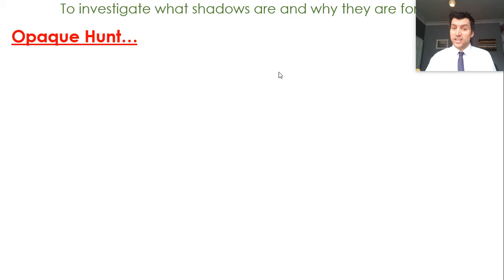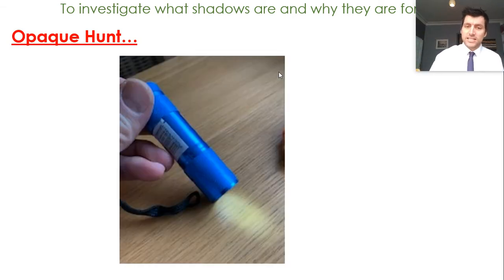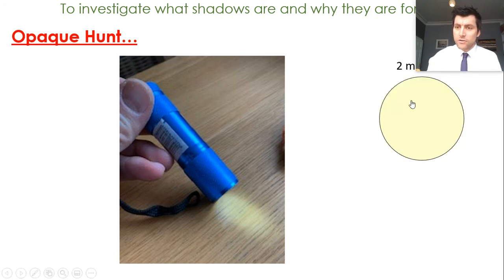Right, guys, we've got the idea of opaque. Then you might want to get yourself a torch like I did here. And if you get yourself a torch, what you're going to do is see if you can find some things that are opaque so that you can't see through them. Got 2 minutes to do it. Timer's on the screen. Off you go. Opaque objects, as many as possible.